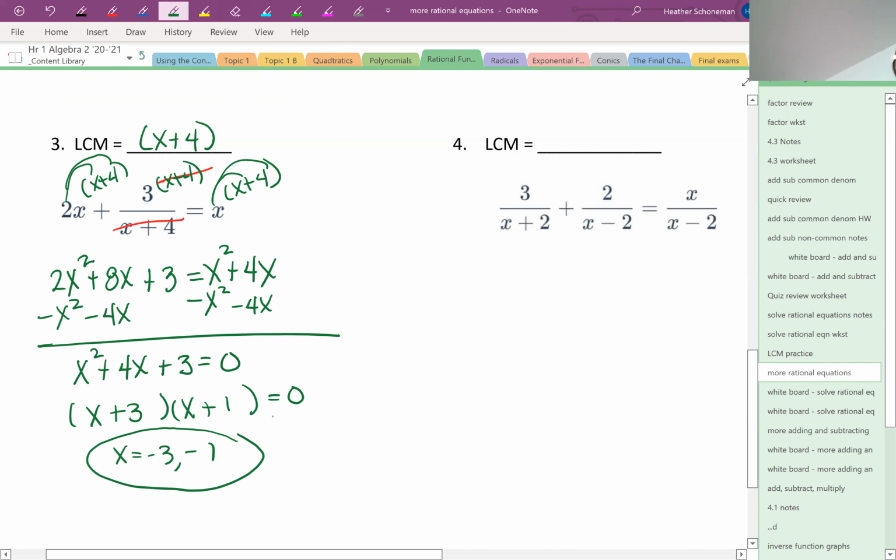Okay, last one. When we're writing our least common multiple, just like we talked about, the least common multiple has to represent everything. So there has to be an x plus 2 and there has to be an x minus 2. So each term is multiplied by the x plus 2, x minus 2.